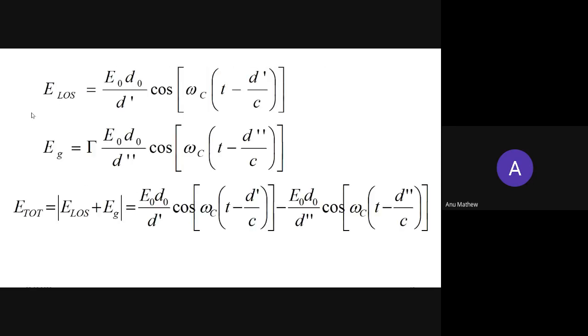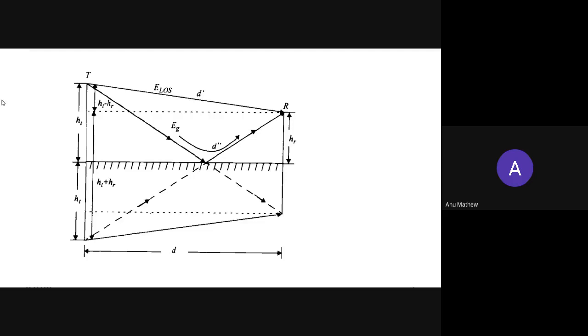Then the path difference delta. Delta equal to D double dash minus D dash. D dash is the line of sight distance and D double dash is the ground reflected path distance, and the path difference is the difference between these two distances. D double dash is greater, so D double dash minus D dash is the path difference.